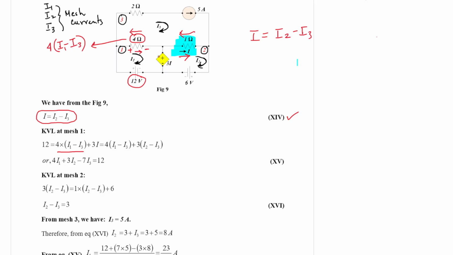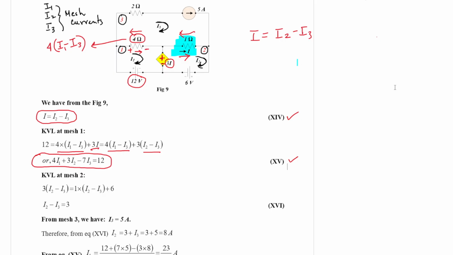Next we have this 3i. This is again a voltage source, 3i, so it is written here. With respect to the voltage drop across 4 ohm, it is additive, so it is added with this term: 4 into I1 minus I3. Now what is I? Using equation 14, I is written as I2 minus I3, so 3 into I2 minus I3. If you solve this equation, you will get 4I1 plus 3I2 minus 7I3 equal to 12, which is our equation 15.